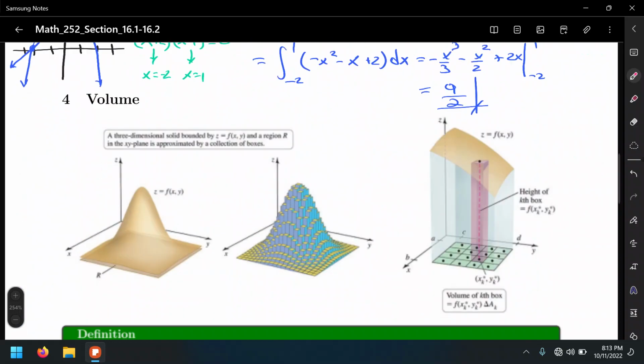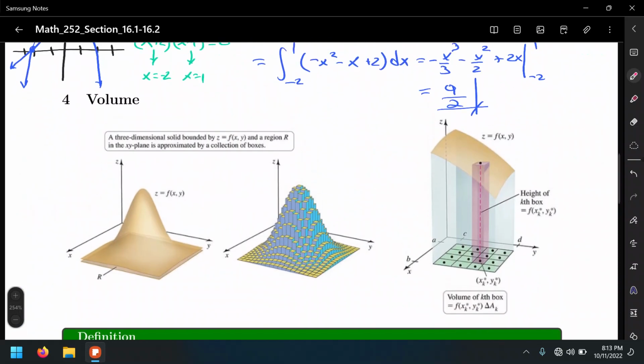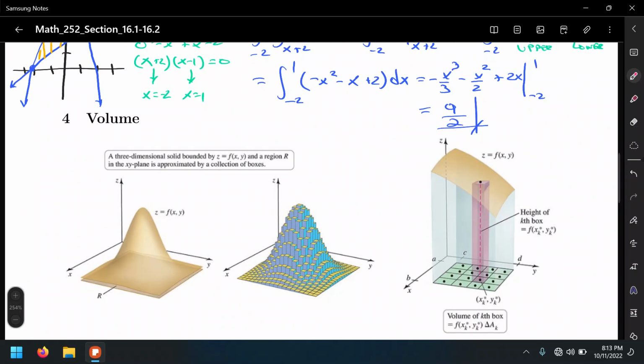So the way we're going to go about finding volume is in a very similar way to how we defined finding the area under the curve. At that time, we found the area of a rectangle, we made it as tiny as possible, and we added infinitely many of them using a Riemann sum. Now we're going to go about finding volumes of, not rectangles, but rectangular prisms in this case.